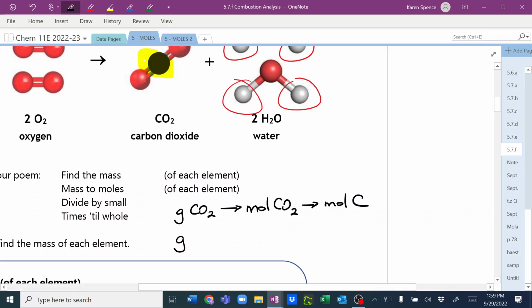So if I had my grams of H2O, I could convert that to moles of H2O. What could I convert that into? Moles of H. If I had 0.8 moles of H2O, how many moles of H would I have? 1.6, because I've got 2 of them for every one of them. Okay, so that is one way of doing it.